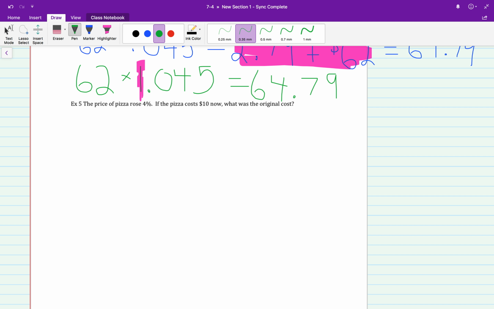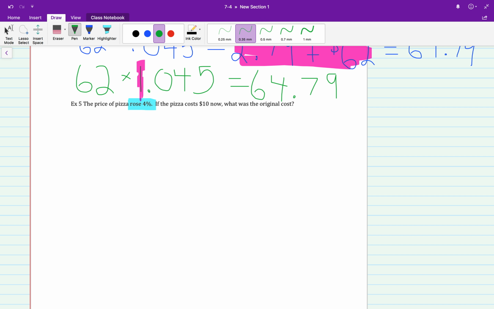So the price of pizza rose 4%. This is what makes this problem harder than the rest. We've seen decreases, but we have not seen an increase. So cost of living increase. You hear stories from your grandparents, back when I was little, a hamburger only cost a dime. Well, they do exaggerate, but there is truth to it. Things cost more now than they used to. So prices rise. So the price of pizza rose 4%. If pizza costs $10 now, what was the original cost?